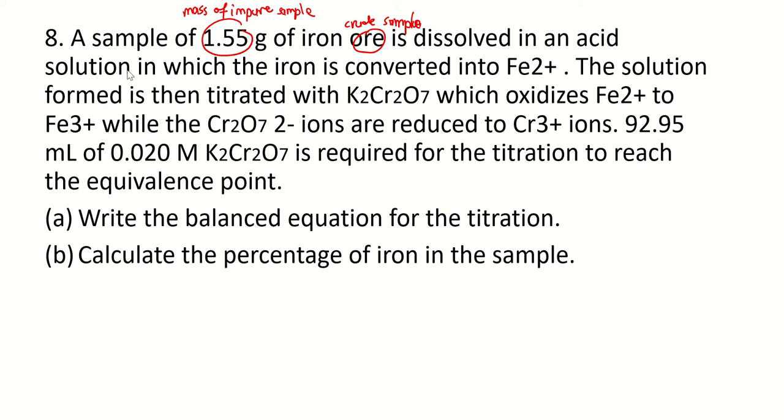Dissolved in an acid solution, so it is in acidic medium, in which the iron is converted into iron 2+. The solution is then titrated with potassium dichromate, which oxidizes Fe2+ to Fe3+, while dichromate ions are reduced to Cr3+ ions. Given the volume of potassium dichromate and its molarity to reach the equivalence point, write the balanced equation. You must write the balanced redox equation, and then calculate the percentage of iron in the sample.